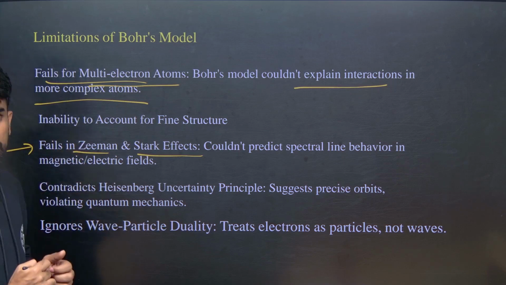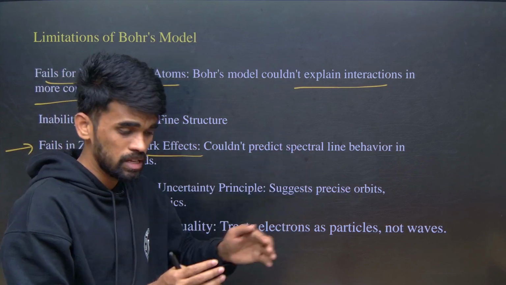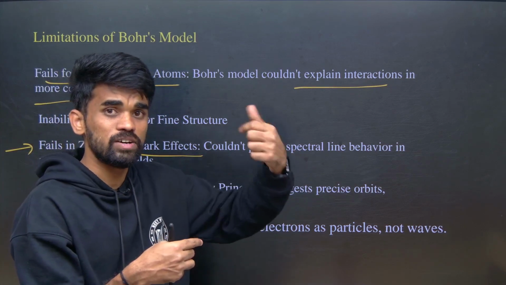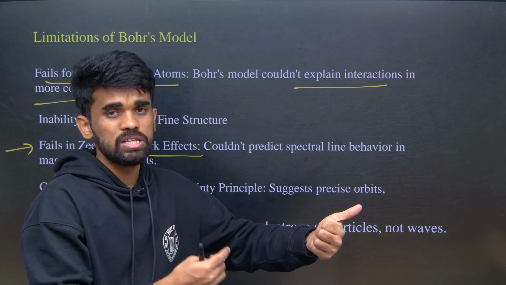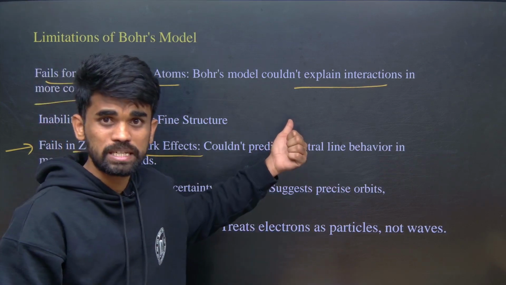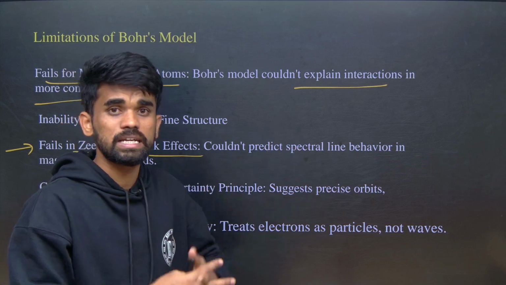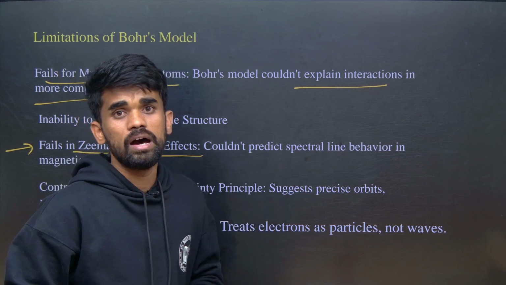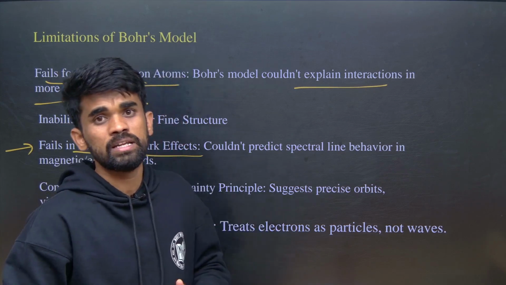Zeeman effect means what? The splitting of the spectral lines we have seen, in the presence of a magnetic field. That was not explained in the Bohr model. Again, the Stark effect: the splitting of spectral lines takes place in the presence of an electric field. That was also not explained in the Bohr model.